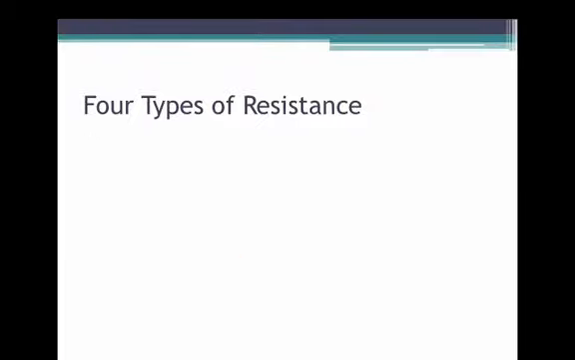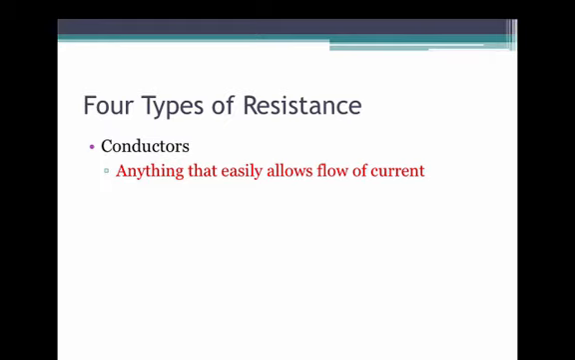Now, we can actually divide up resistance, though, into 4 very specific categories or types of resistances. The first type is called a conductor. By that name, it means anything that easily allows the flow of a current. Okay, so good conductors, your metals, things like that, they easily allow current flow.